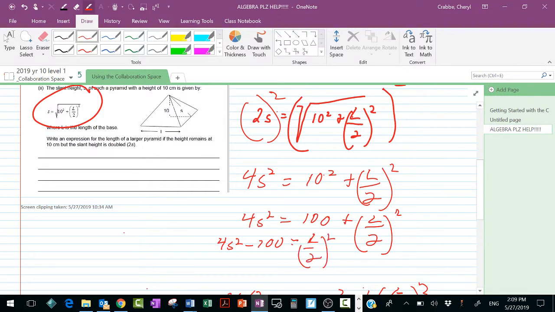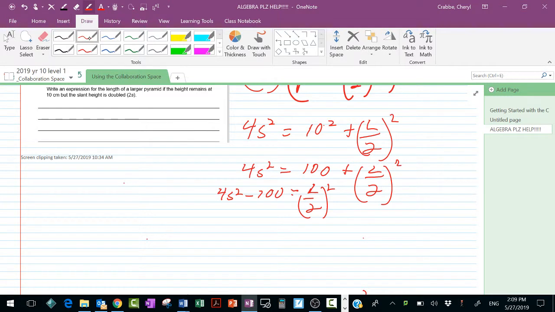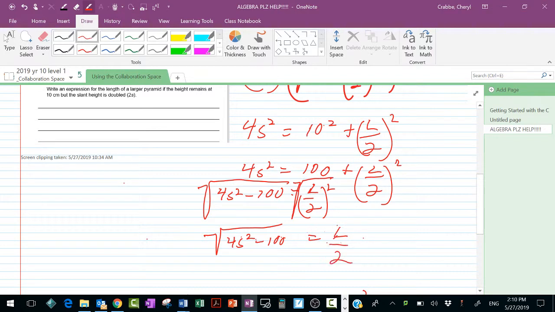The interesting thing is to get rid of that square, because we don't want L over 2 squared, we want just the L by itself, so we can get this expression as L equals. So guess what? To undo the square, there's a couple of things that we could do, but the easiest thing to do is just square root that. But I've got to square root this entire expression on the other side as well. So now I've got the square root of 4s squared minus 100 is equal to L over 2.